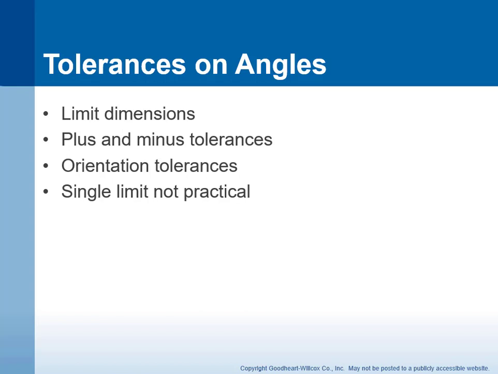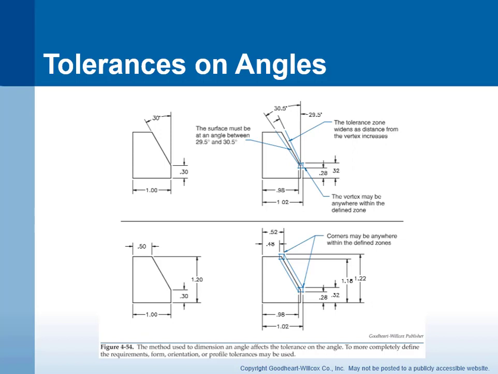Tolerances on angles. You can do limit dimensions, plus or minus tolerances, orientation tolerances, and single limits on angles is not practical. Here are some examples of angle tolerances. In this case we have a dimension, 0.3, 300 thousandths, that defines this land feature over here. And then from there, we have a 30-degree angle. In this case, the tolerance on the 30 degrees is half of a degree. So this is what this means.